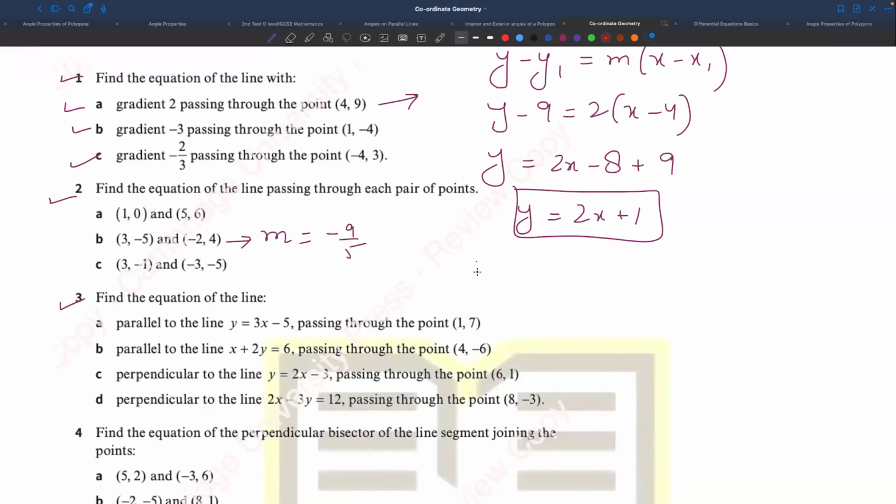And then when you're finding the equation, you can use any of these points. I will use this one. Y minus 4, x minus minus 2, so x plus 2. That's it.